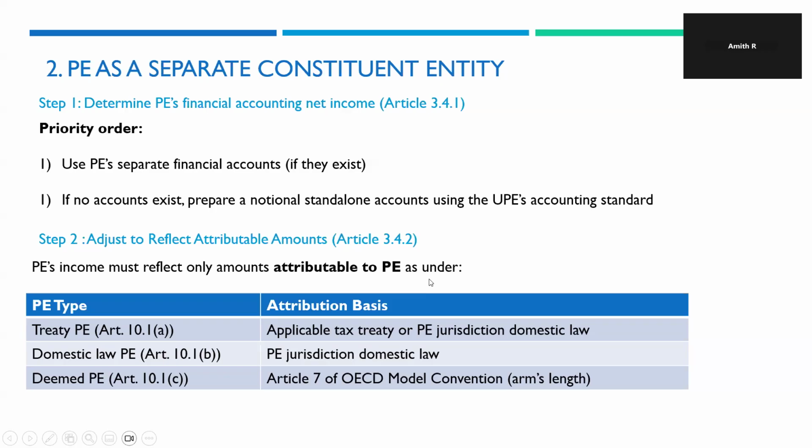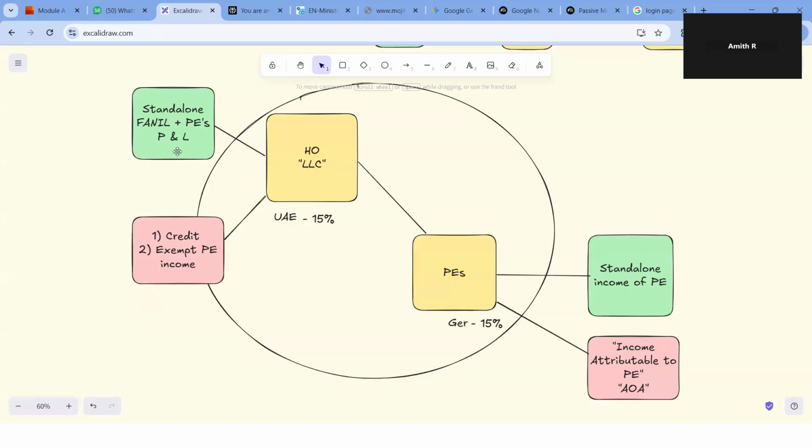So they might be having a standalone, but now you have to make it into what is attributable as per the techniques you already know, the Authorized OECD Approach or functional and factual approach, all that. So you have to look at head office's books also and find what is attributable to the PE. So in the standalone, you will add income attributable, or if standalone has income attributable to HO, then you have to deduct it and adjust so that income attributable to PE is adjusted onto your financial accounting net income or loss. Is that clear?